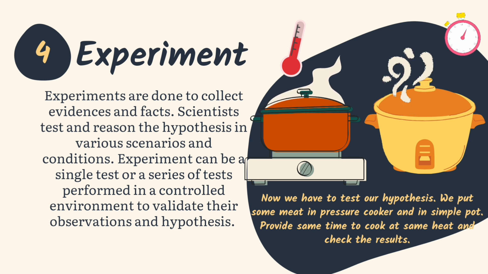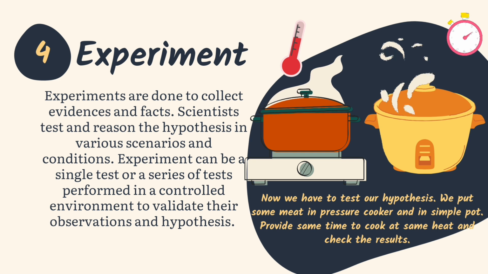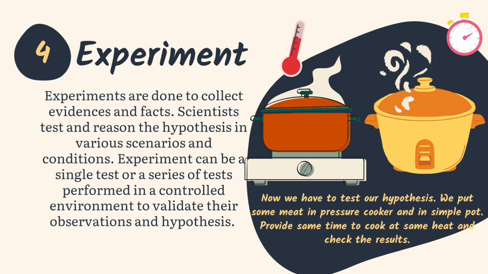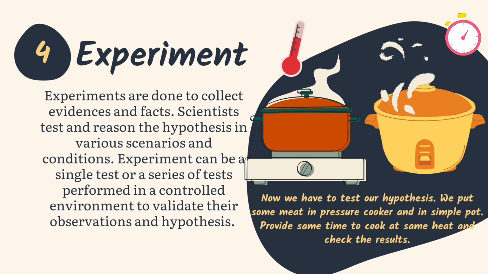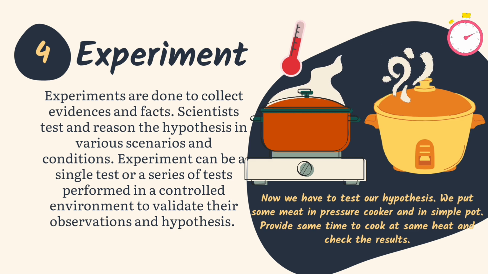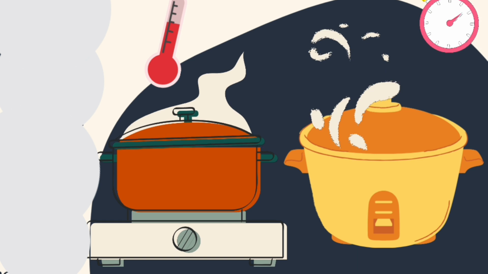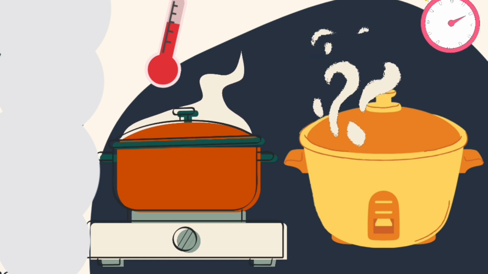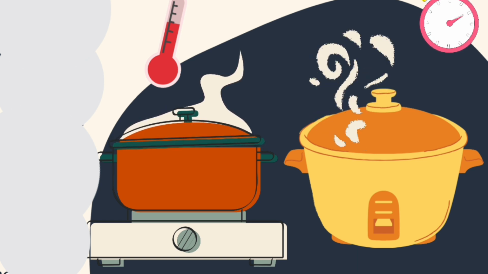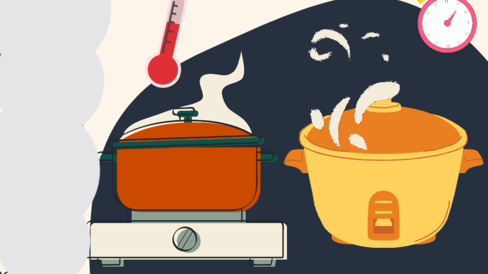To test our hypothesis, we have to put an equal amount of meat in a pressure cooker and an ordinary pot with an equal quantity of water for the same period of time. Put both pots on the stove and provide the same amount of heat. Record the temperature readings of the inner system of the pressure cooker and the pot. From the experiment, it is concluded that the temperature of the ordinary pot is lower than the temperature of the pressure cooker.